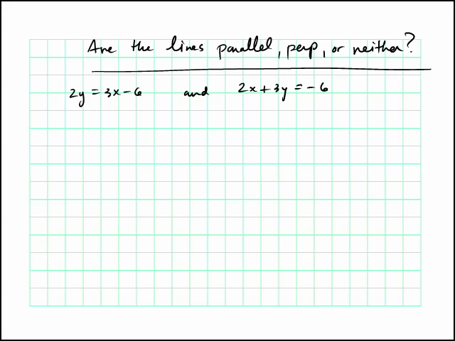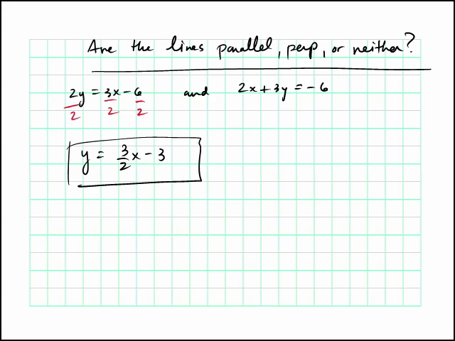So that means I've got to solve each one for y. So let's take this first one here. I just have to divide everything by 2. Y equals 3/2 x minus 3. This one over here, I have to first subtract 2x from both sides. 3y equals negative 2x minus 6. Divide everything by 3. And we end up with y equals negative 2/3 x minus 2.